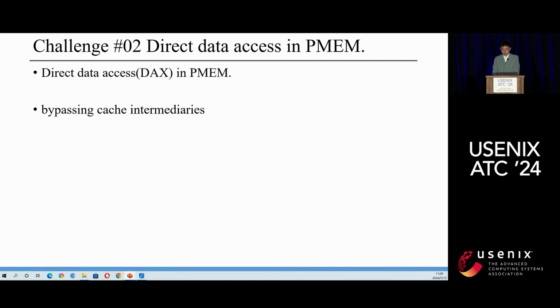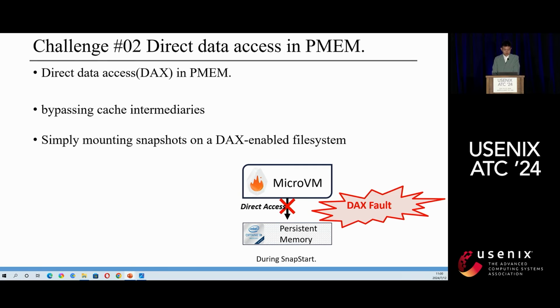To accelerate snapshot memory page access, directly mounting snapshots on a DAX-enabled file system seems promising for supporting direct access. But it can lead to expensive DAX faults. These errors occur due to memory semantic mismatch between the persistent memory file system and the virtual machine's memory semantics, preventing mutual awareness and seamless integration.